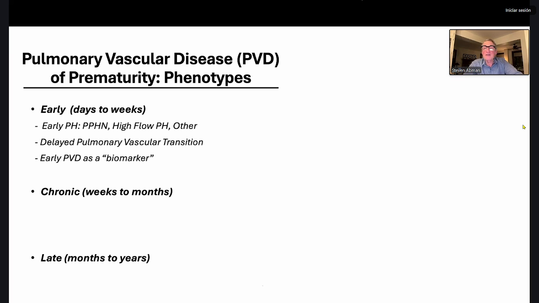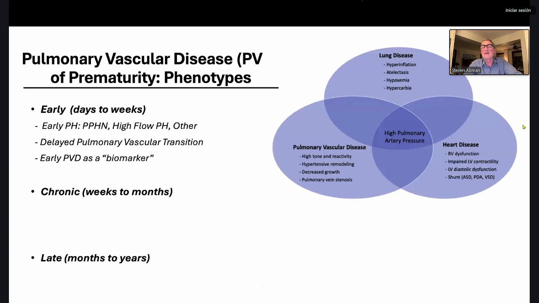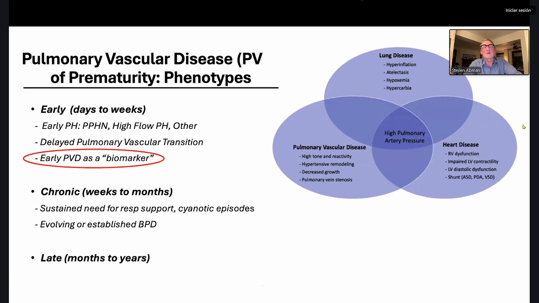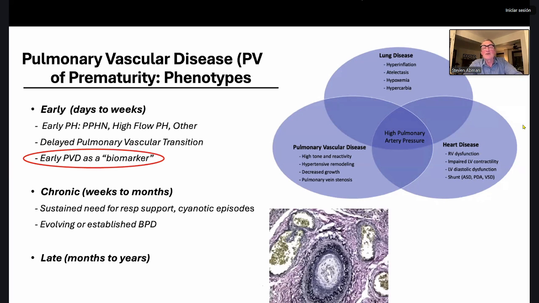and we could change our interventions to really then, knowing that they're risks for BPD, do something different with their care. But it still boils down to heart, lung, and vascular targets in terms of how we manage these kids. It then can evolve into chronic disease, recurrent cyanotic episodes, establish your severe BPD. You're already starting to see structural features of pulmonary arterial remodeling.